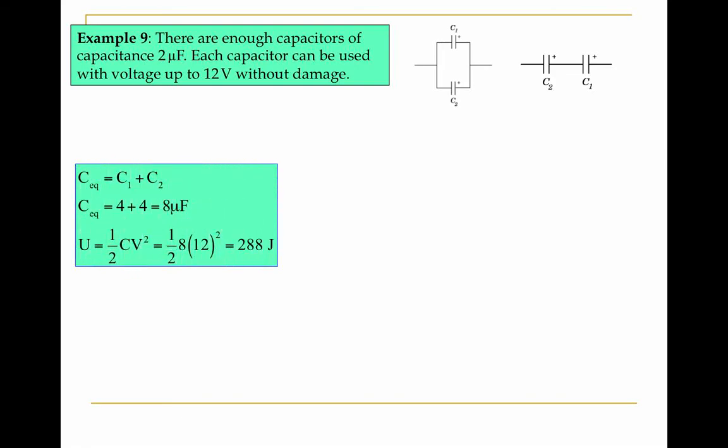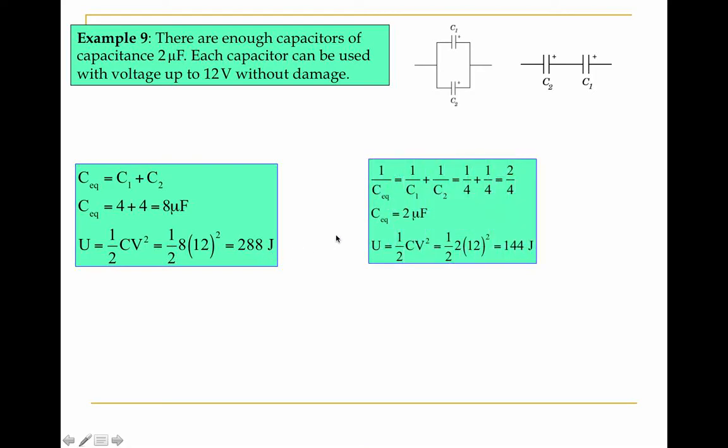Okay. So when they are connected in parallel, I should make sure I mention that. So this is connected in parallel, which means C1 plus C2, 4 plus 4, so the equivalent capacitance is equal to 8. And the energy stored in here is equal to a half CV squared, which is 288 joules.